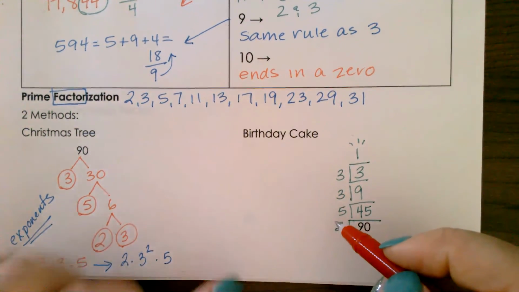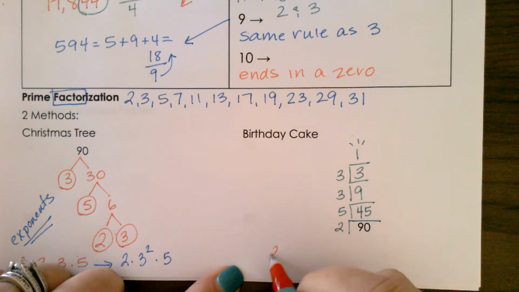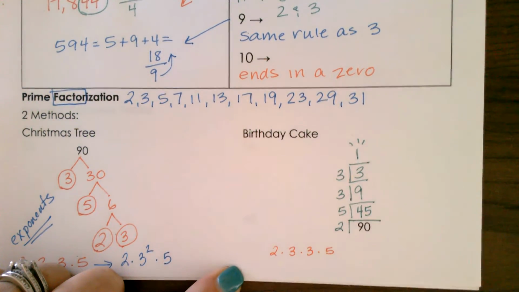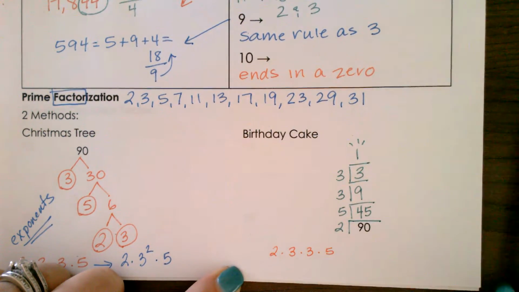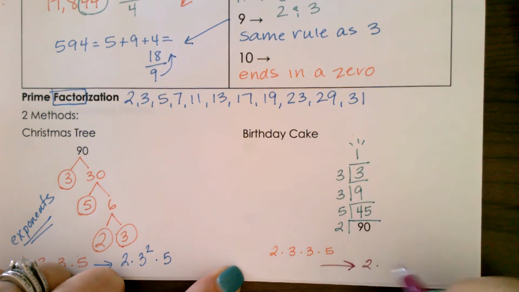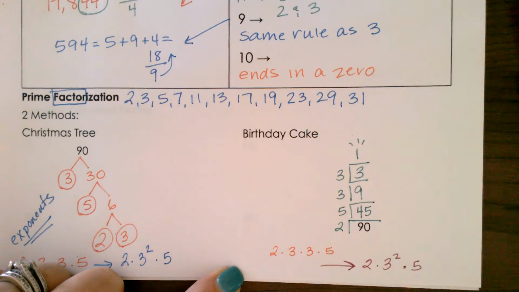So for this one again, I would still have 2 times 3 times 3 times 5. You put those in numerical order. And when I write it for prime factorization, I still would have 2 times 3 squared times 5.